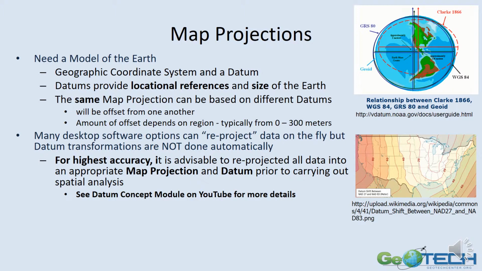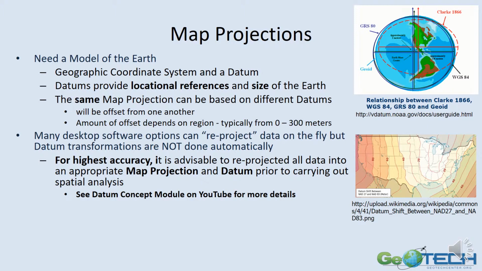In order to project your map from a globe to a flat surface, you'll need to use a map projection, and it will be based on the model of the Earth, geographic coordinate systems, and a datum. Now, datums provide the locational references and sizes of the Earth, and over on the right is just an illustration of some of the things you might consider.